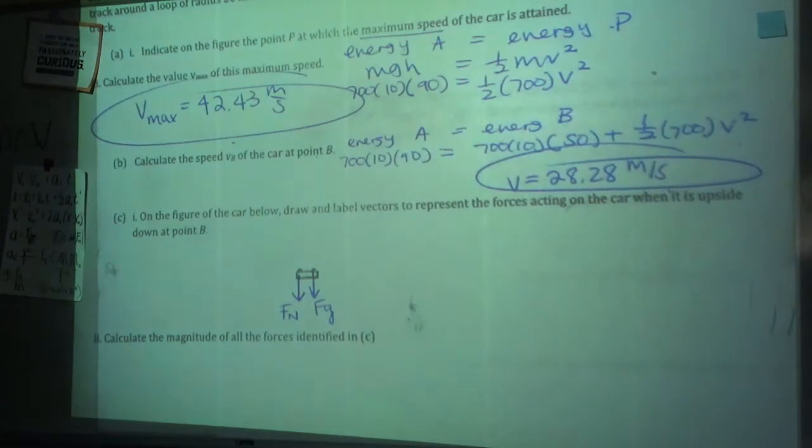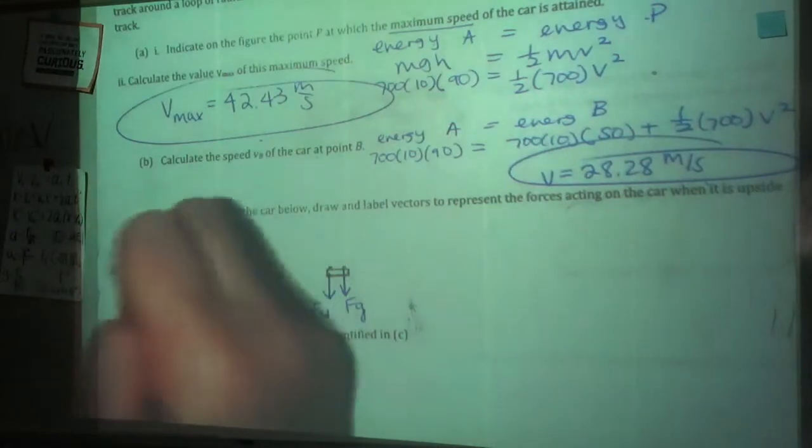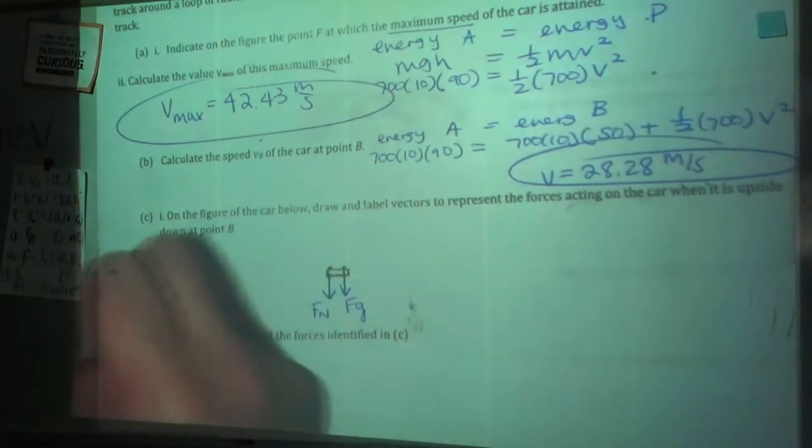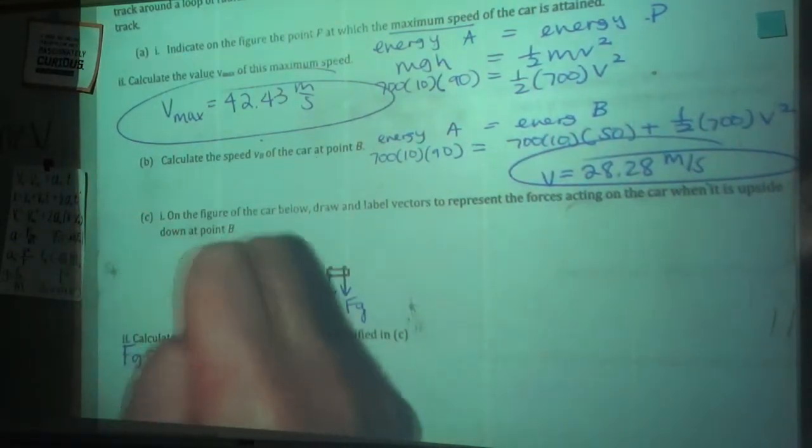Now we want to calculate the magnitude of all the forces in part C. Well, Fg is easy because it's just mass times gravity. So this Fg is going to be 7,000 newtons.